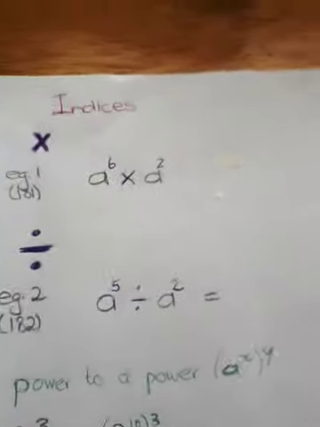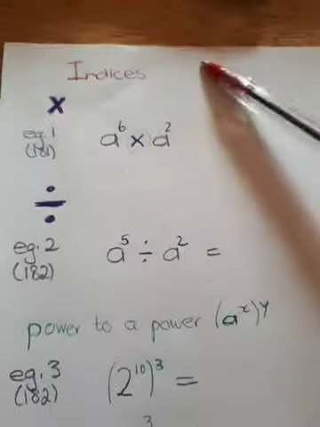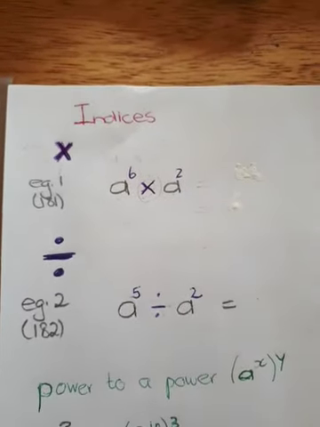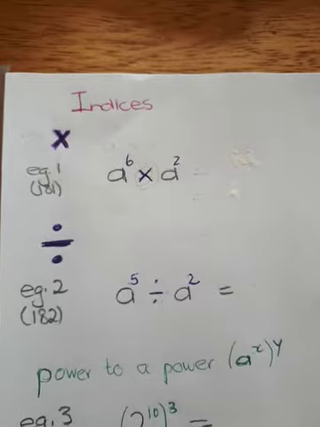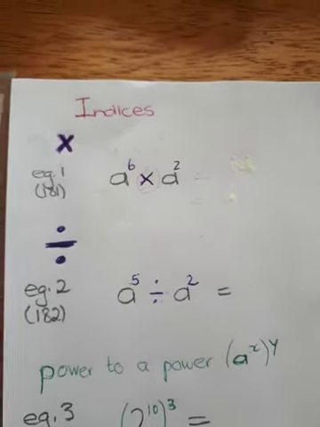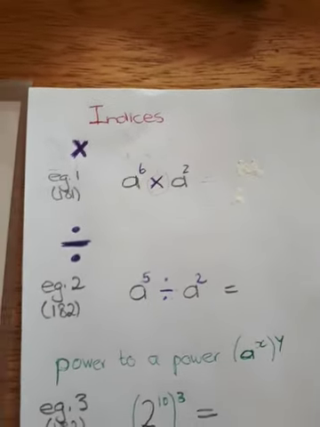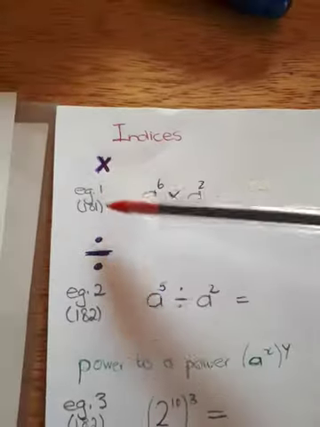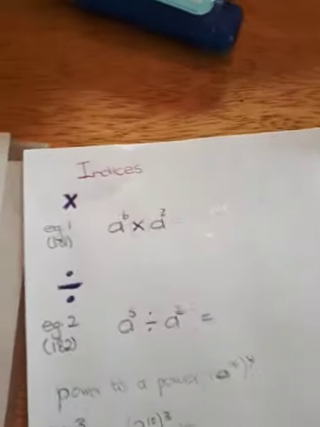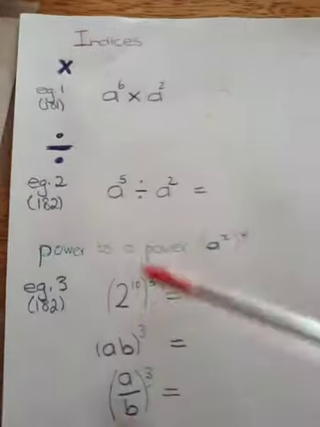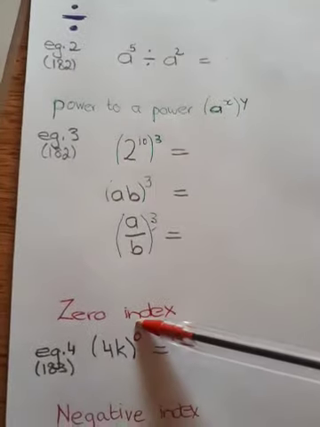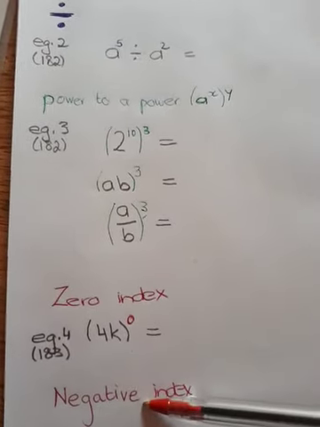Hello, today we are going to start the topic of indices, or what in general terms we sometimes just talk about as powers, and we will look at the 5 basic laws of indices, which is the multiplication, the division, the power to a power, then the zero index and the negative index.